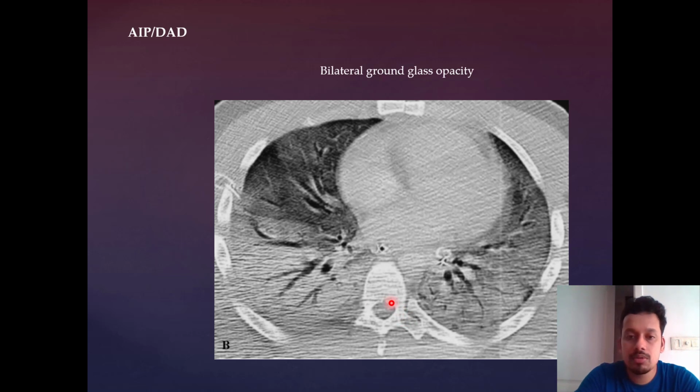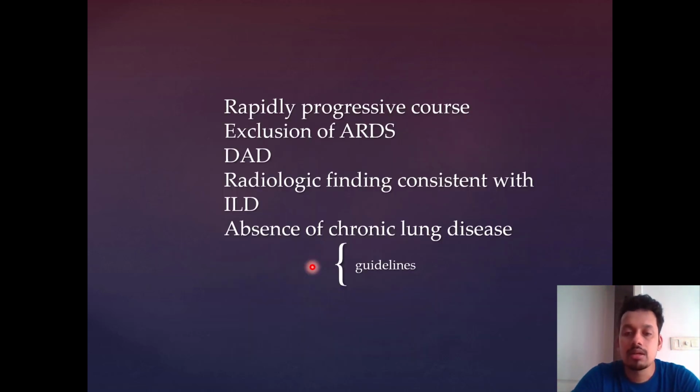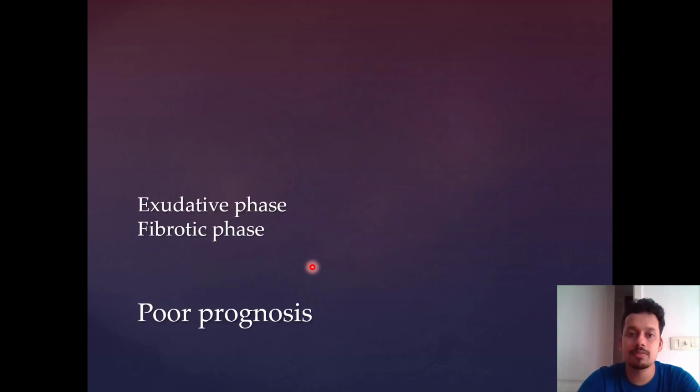In CT also, in the most severe forms, you can see air bronchograms. This is the consolidation, and inside that you can see the air bronchogram. And according to guidelines, this disease has a rapidly progressive course. You need to exclude ARDS. The pathology is diffuse alveolar damage. The radiological findings should be consistent with ILD, and there should be an absence of chronic lung disease.